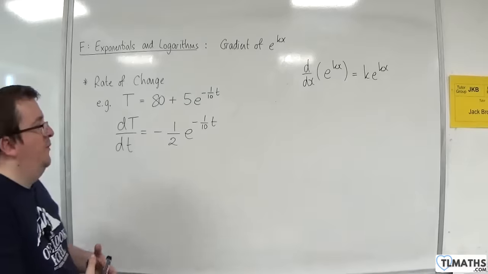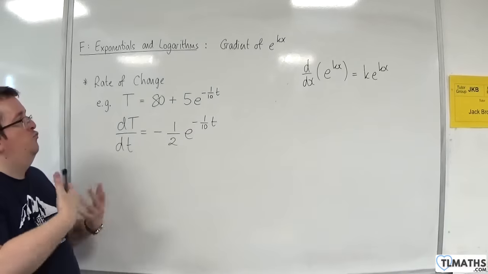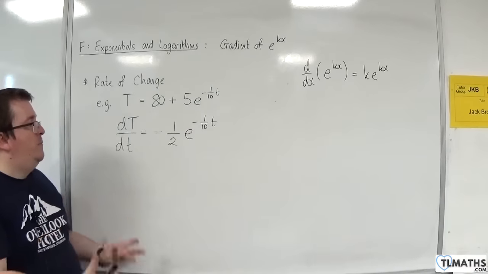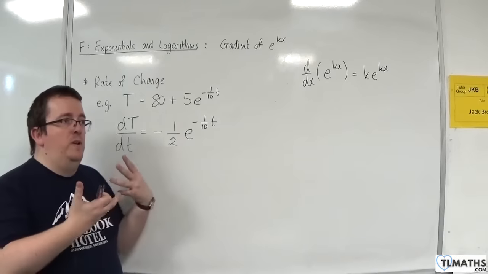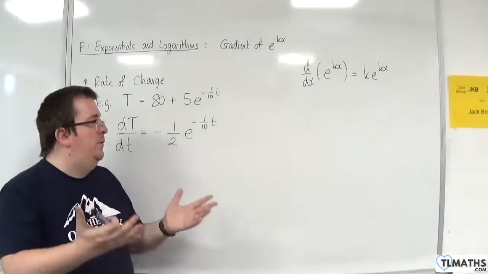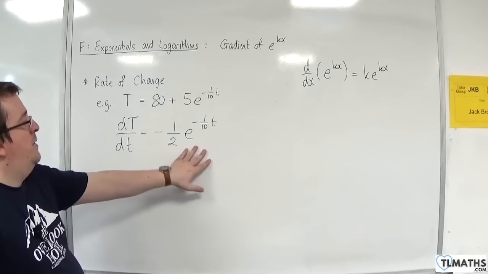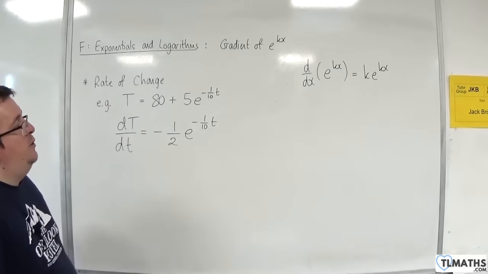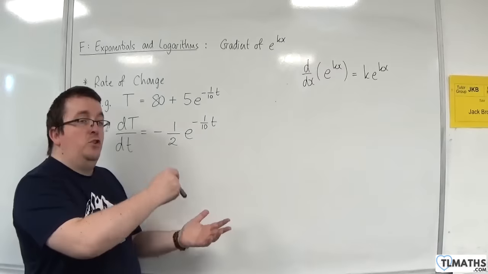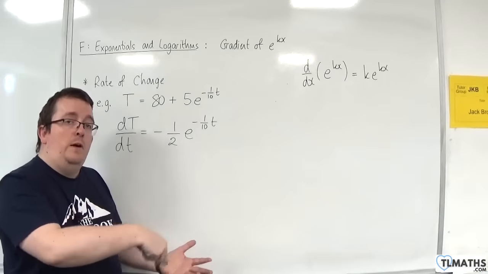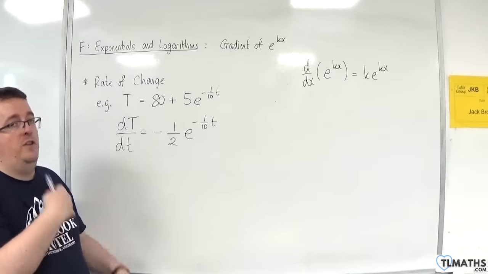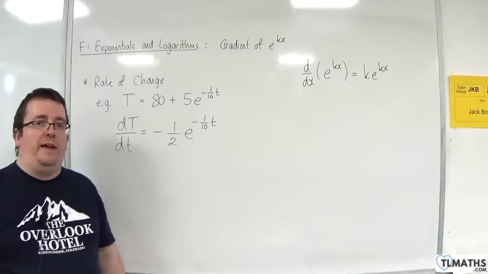So then if you wanted to work out the rate at which the temperature was changing when t was equal to 3, okay, where 3 might be 3 minutes or 3 hours, then you could substitute 3 into that, and that would tell you the temperature change, so it might be degrees centigrade per minute, or degrees centigrade per hour, okay? So make sure that you're including the units if there's context in the problem.